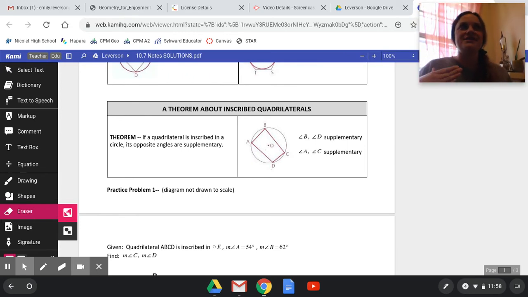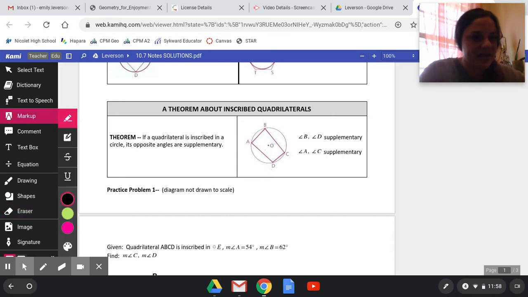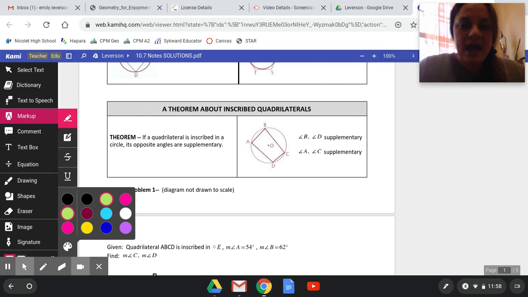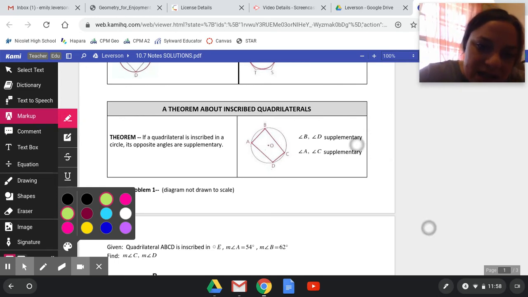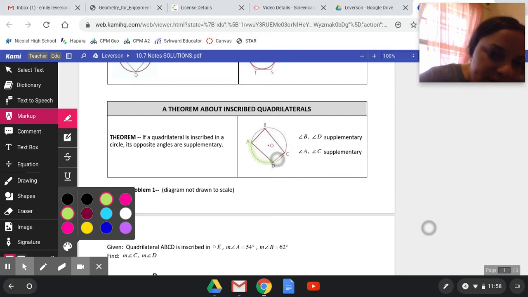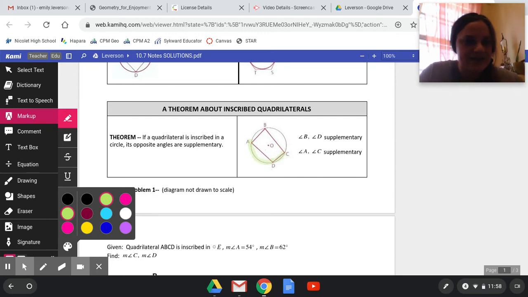We talk a lot about quadrilaterals that are inscribed in circles and the relationships that they have. If a quadrilateral is inscribed in a circle, then its opposite angles are supplementary. This should make sense. If I look at this, angle B is an inscribed angle, right? Which means that it would be half of this arc AC. It's half of that, okay?